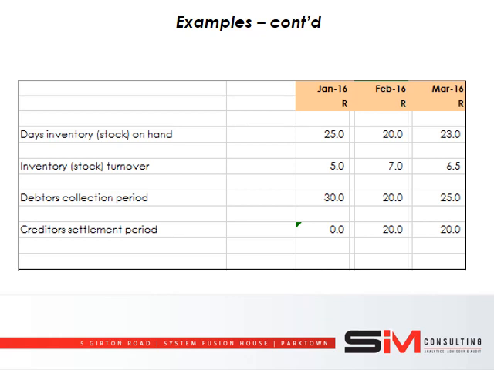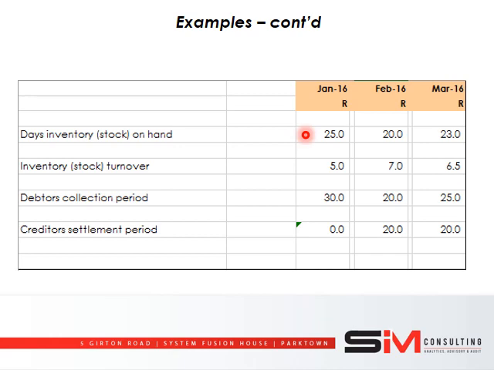Let's look at the example. The example will cover the period from January 2016, February 2016, and March 2016. The elements that we're going to cover are days inventory on hand, inventory stock turnover, debtors collection period, and creditors settlement period.